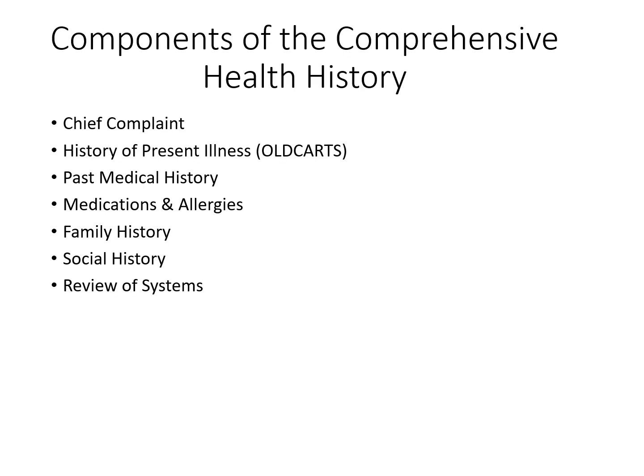The comprehensive health history is a structured conversation that allows us to gather thorough, organized data. This is not just small talk. A comprehensive health history is a systematic collection of information that guides our diagnosis and care planning. So let's walk through each component.